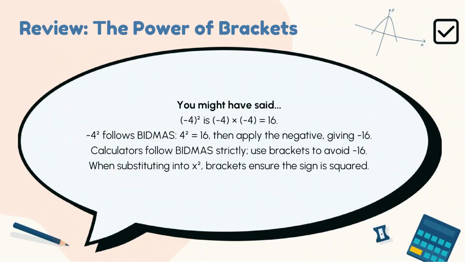(-4) squared means -4 times -4. That equals +16. But -4 squared, without brackets, follows BIDMAS differently. The square applies to the 4 first, giving 16, and then the negative sign is applied. So the result is -16. This is why calculators can give different answers depending on whether you use brackets. When substituting a negative value into something like x squared, always use brackets.